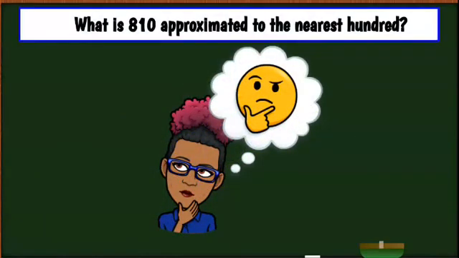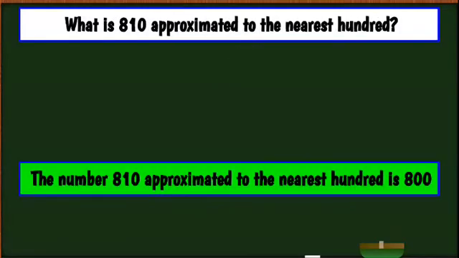Next one. What is 810 approximated to the nearest hundred? Few seconds. The number 810 approximated to the nearest hundred is 800.